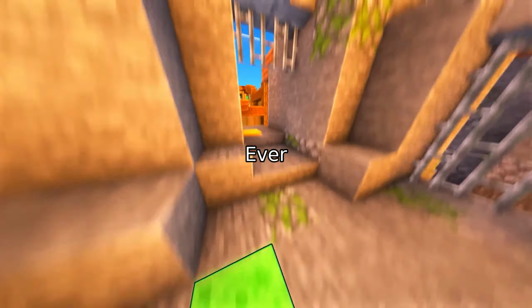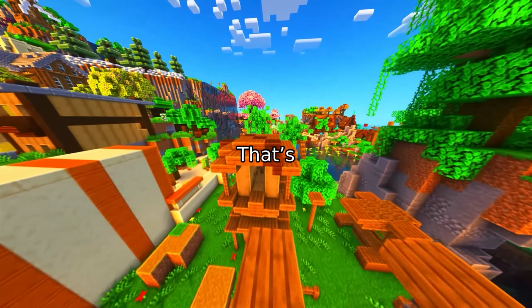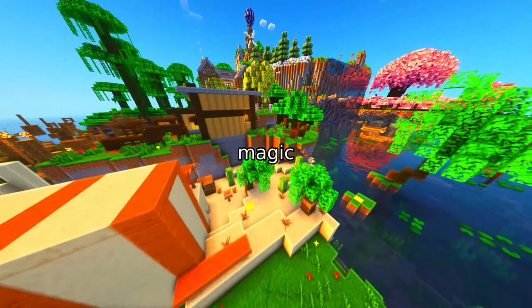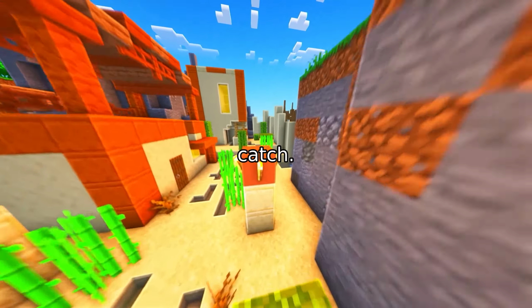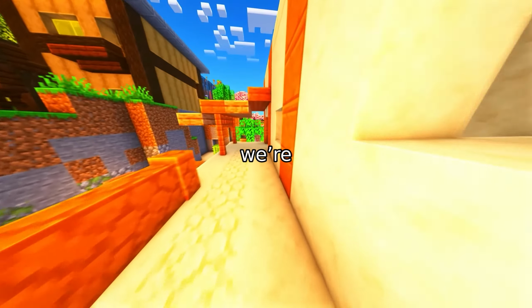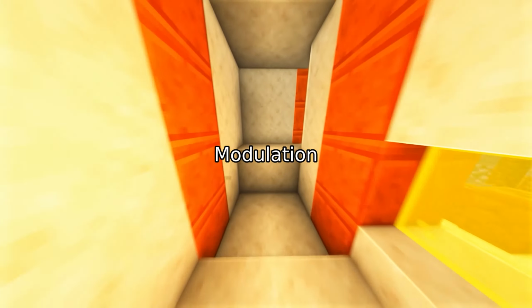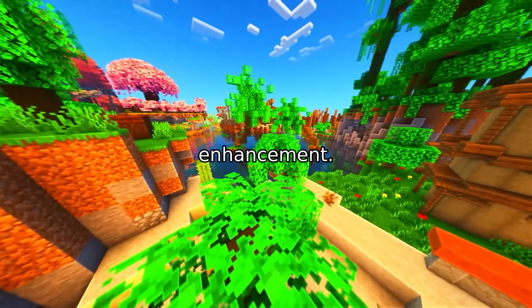Hey everyone! Ever stared at a blurry photo, wishing you could zoom in and see every detail? That's where image super resolution comes in. AI magic that turns low-res images into sharp, lifelike masterpieces. But here's the catch. Most models are either fast but blurry or super detailed but super slow. Today we're diving into a game changer, the Large Kernel Modulation Network, LKMN. Let's break down how it's rewriting the rules of image enhancement.